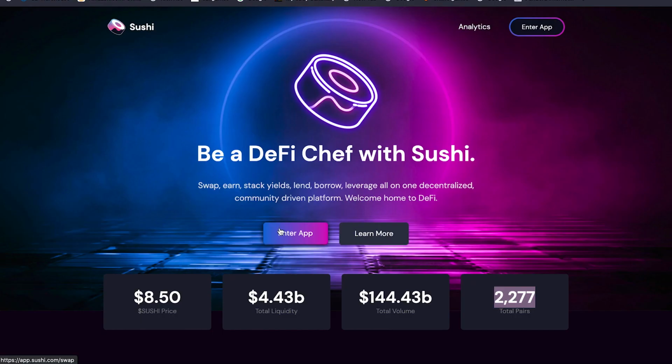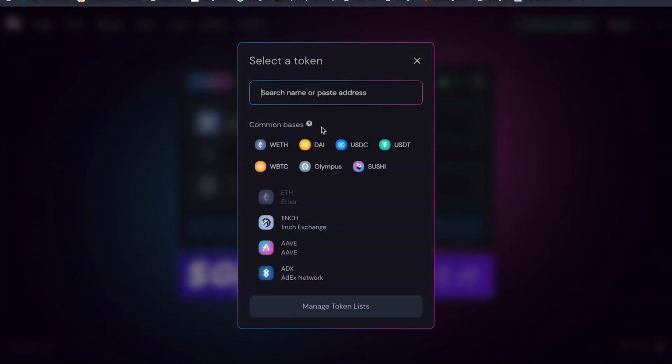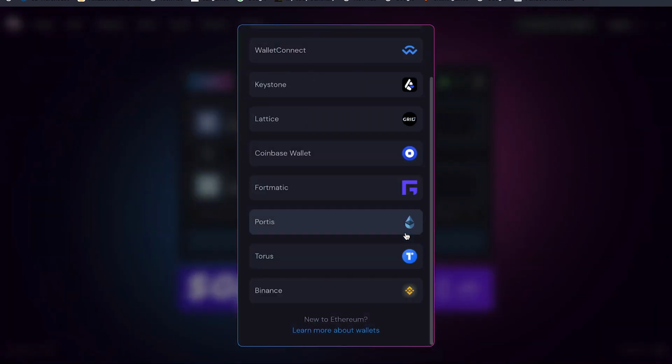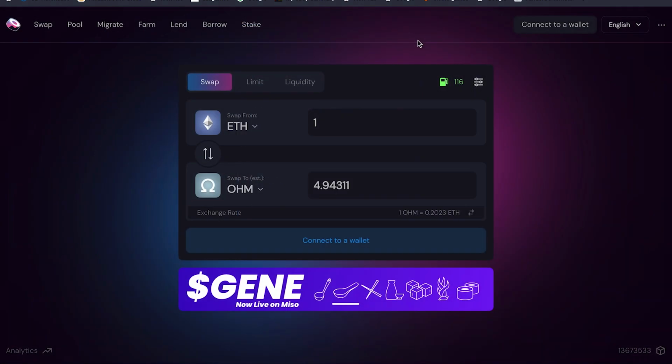And then this is what a decentralized swap would look like if you were going to swap in a liquidity pool from one token to another. So if you're going to go from, say, one Ethereum to, let's go to Olympus, one Ethereum to 4.9438 Olympus, you have to go through a liquidity pool for that to happen. And you can't just swap like that. You have to have a wallet connected. So in this case, you'd probably connect your MetaMask wallet. You can easily get that in the Google Chrome extension store.